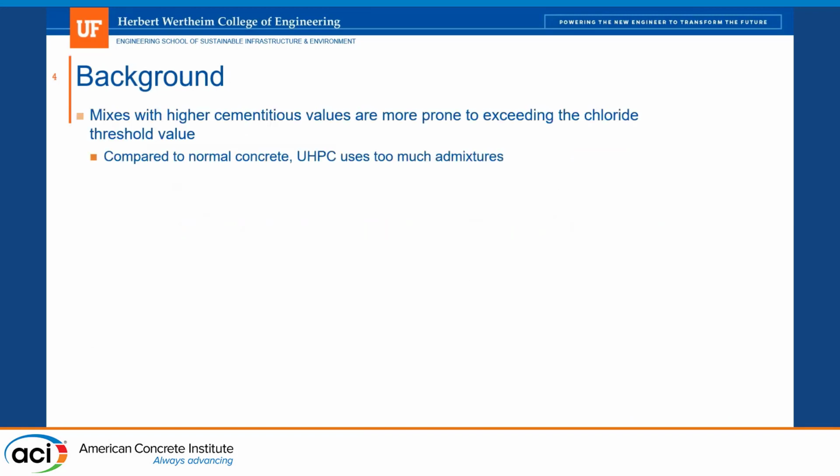So usually mixes with higher cementitious materials are prone to exceeding the chloride threshold testing. And when we compare normal concrete to UHPC, UHPC uses a lot of admixtures. So we cannot ignore the chlorides that are in the admixtures.